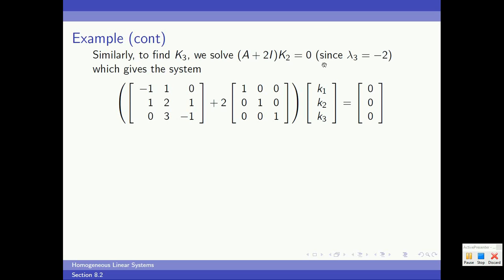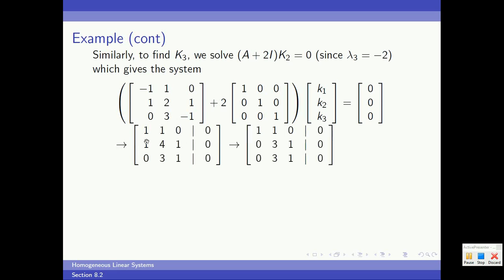The last one that we need is we have lambda equals -2, so we have this system. We go through the exact same process, form our augmented matrix. Reduce, so take -1 times the first row plus the second row. This gives me this system. Take the -1 times this one and add to the last one. I get my zeros down here.